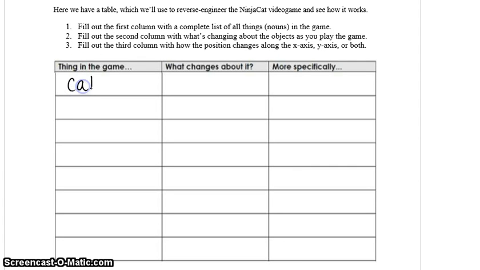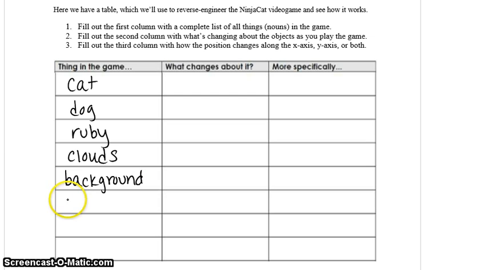Hopefully you noticed that our 3 characters are there, the cat, the dog, and the ruby. But you hopefully also noticed that there were clouds. There's a background. And the thing that students often forget about is the fact that there's a score in the upper right-hand corner. So one of the things in the game is the scoreboard. So what changes about it?